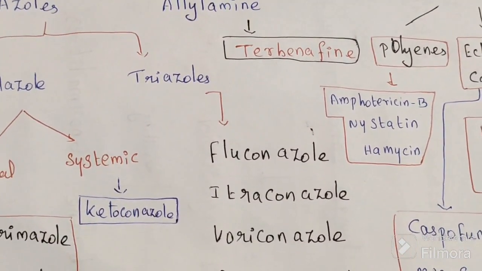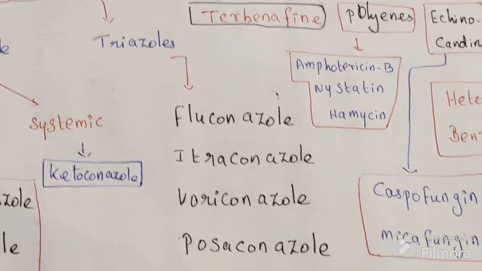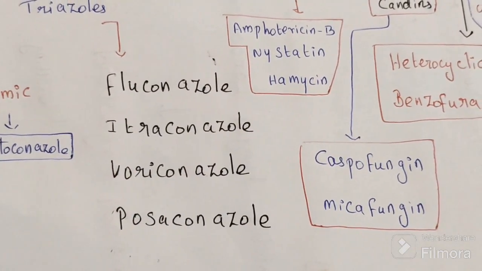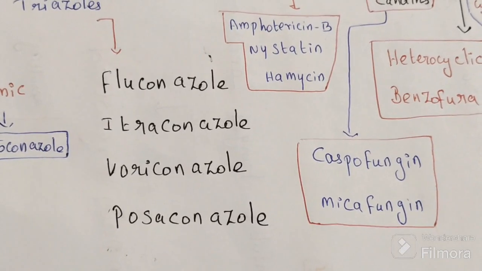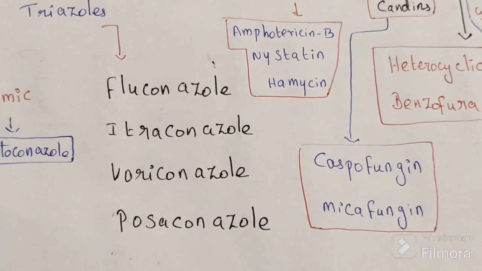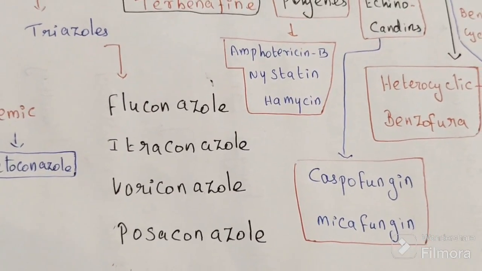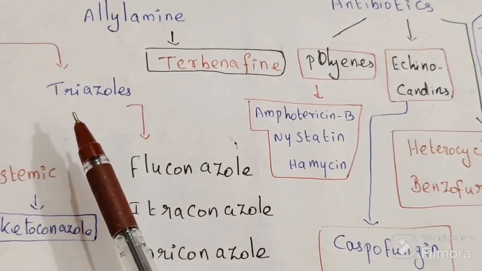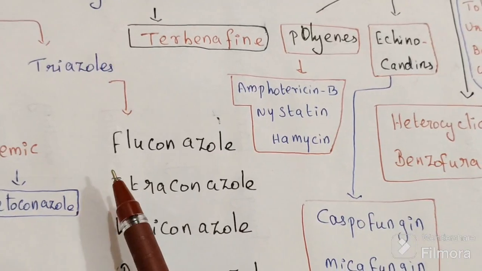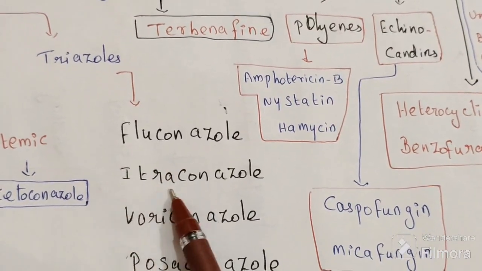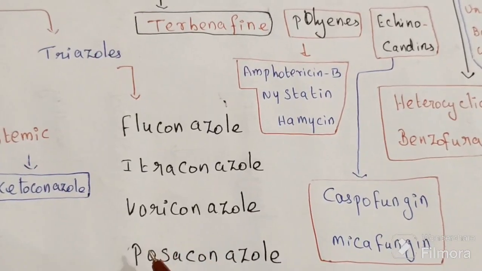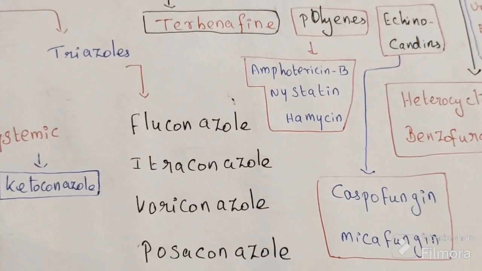The triazole include fluconazole, itraconazole, voriconazole, and posaconazole.